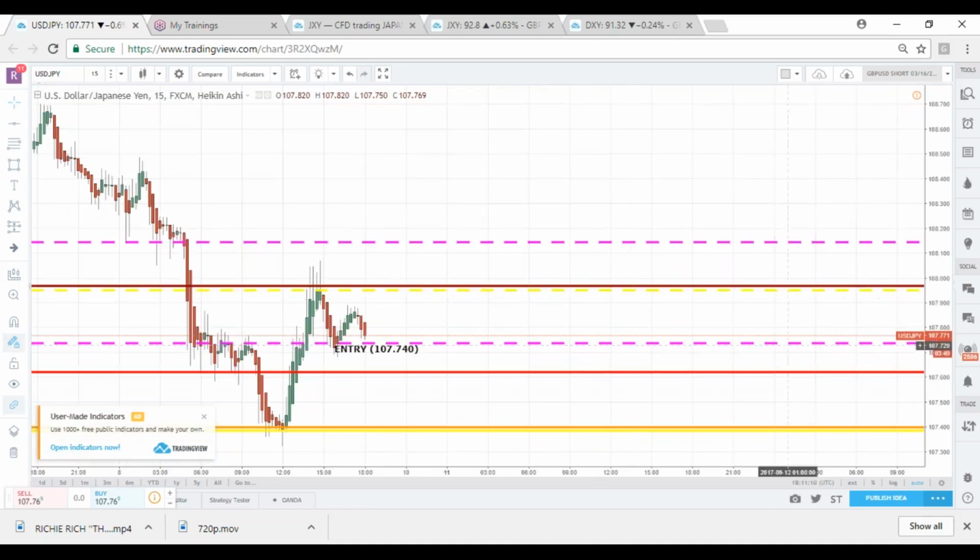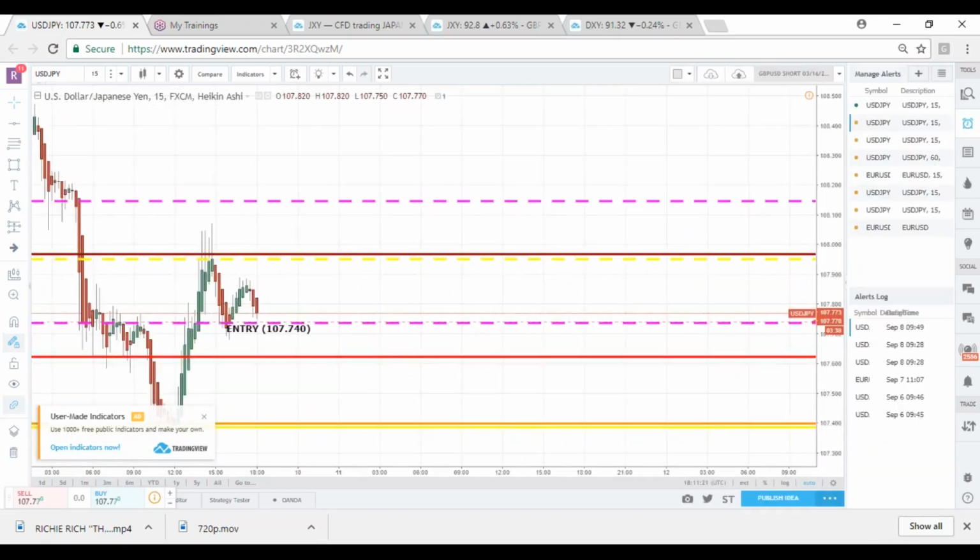So what I want to do is, if I come over to the left here, I can set an alert. Click on add alert. I just added the alert. So now TradingView will send me an alert and let me know.